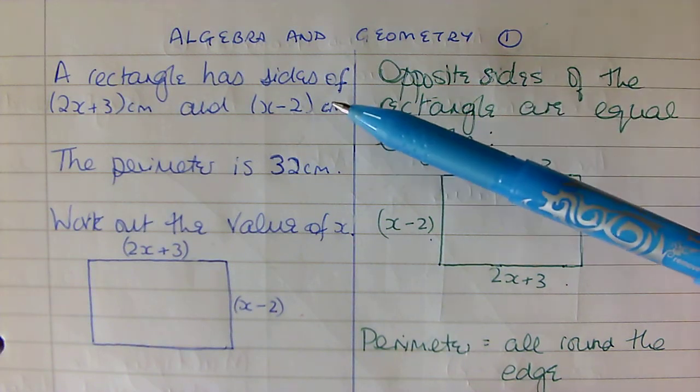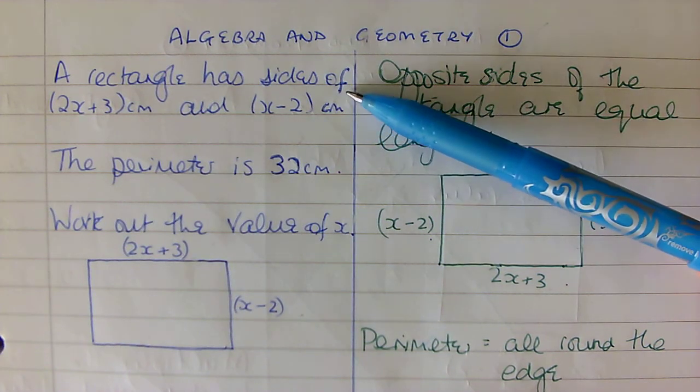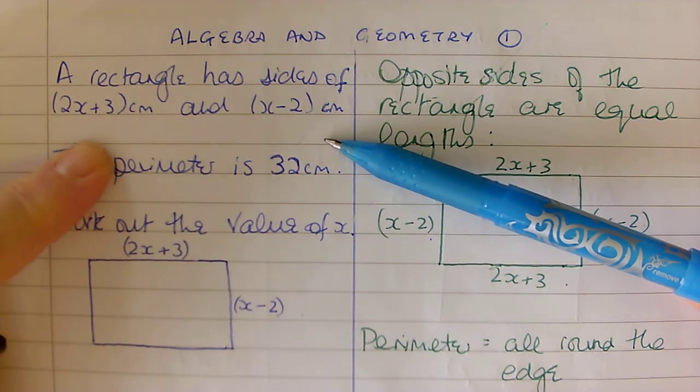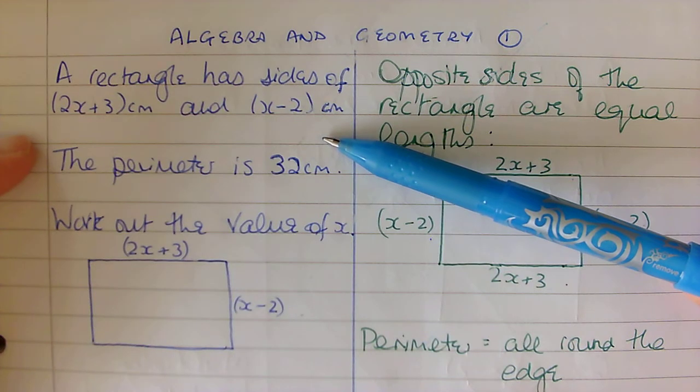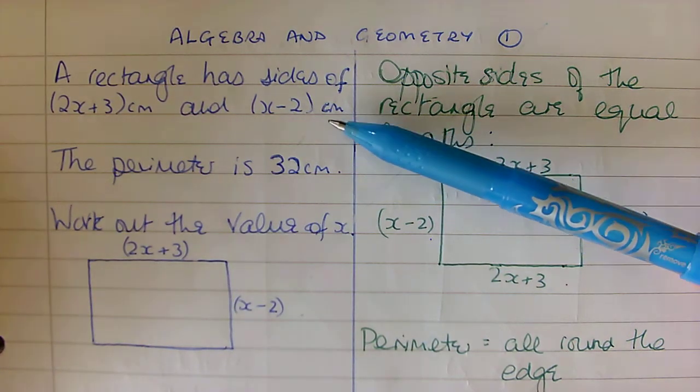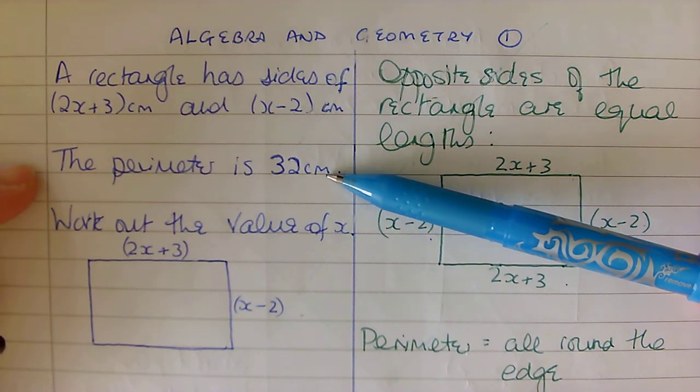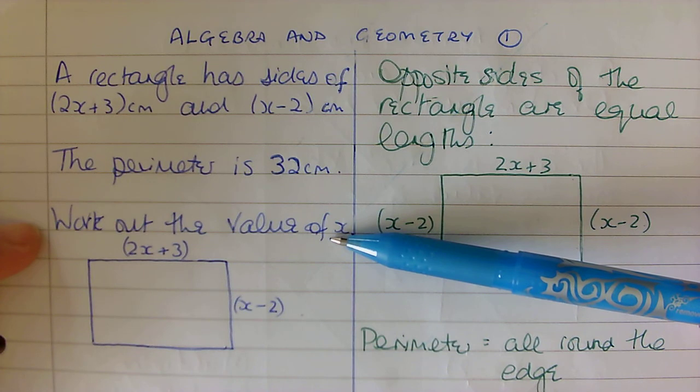So, for example, here, this question: a rectangle has sides of 2x plus 3 and x minus 2 centimetres. It might put you off straight away because it's algebraic, but press on with it and see if you can remember the important bits. The perimeter is 32 centimetres. Work out the value of x.